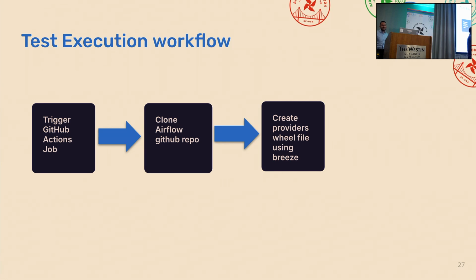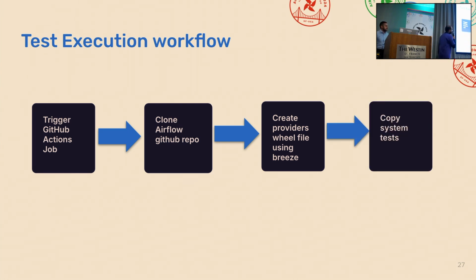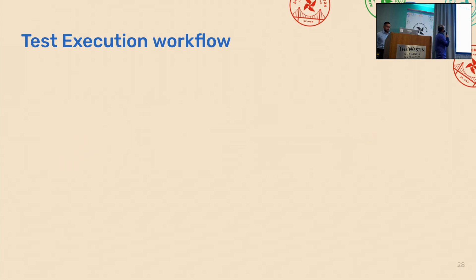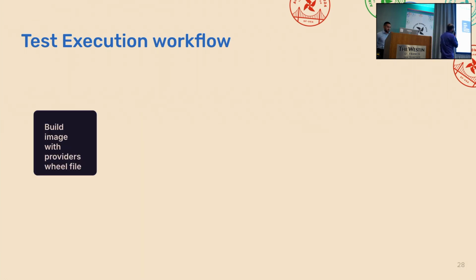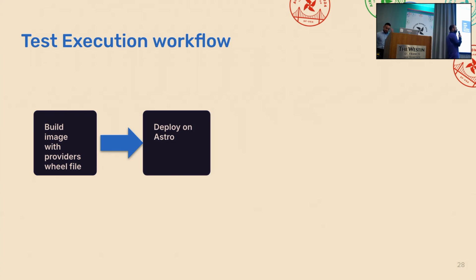After that, we are using Breeze to create the wheel files for these providers. We use Breeze because we wanted to be as close as possible to the Airflow ecosystem. Afterwards, we copy all the system tests from the main repo, create all the folders for all these LLM providers, and copy the system tests. After copying, we build an image with these system tests and the wheel files, which we deploy in our Astro deployment.